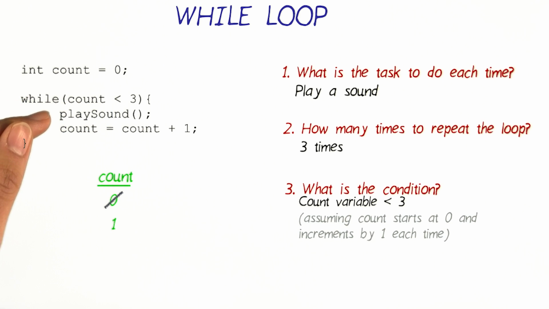So we execute these set of instructions again. We play sound, so ding, and then we update the count variable to 2. Now the test condition is still true because 2 is less than 3, so we play the sound again.